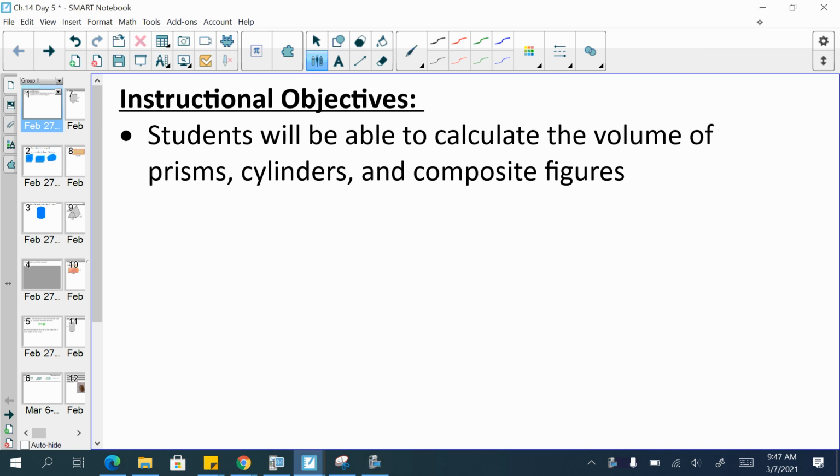Hi guys, in this video we're going to start learning about volume. We're going to spend a couple of days on it because today we're going to learn just how to do volume of prisms and cylinders and some types of composite figures.